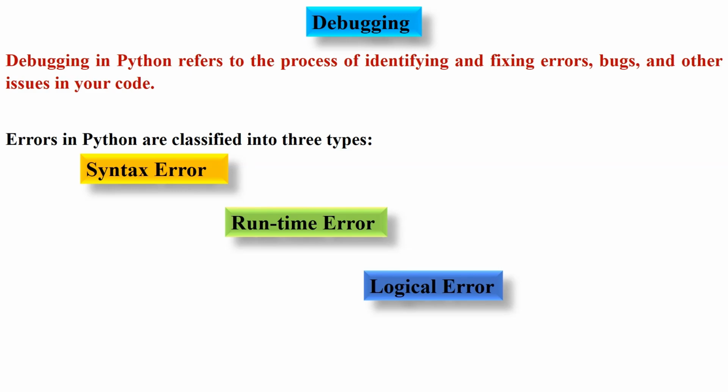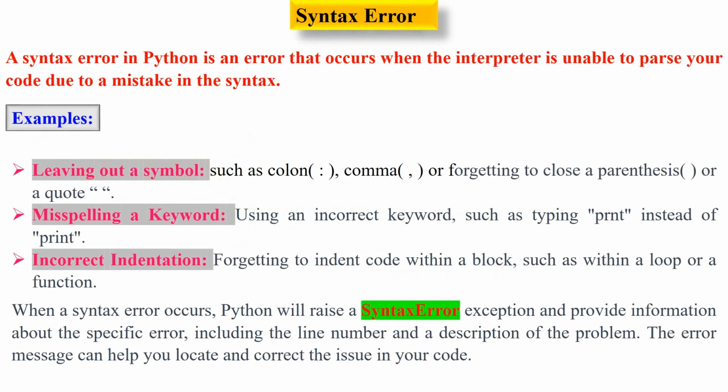Errors in Python are classified into 3 types: syntax error, runtime error, and logical error. Let's discuss one by one in detail. A syntax error in Python is an error that occurs when the interpreter is unable to parse your code due to a mistake in the syntax. In other words, the grammatical rules of a programming language.